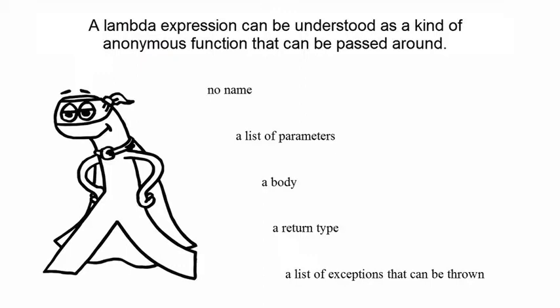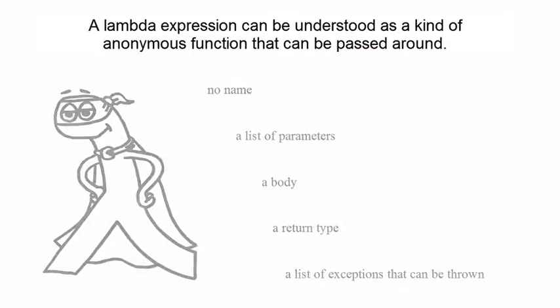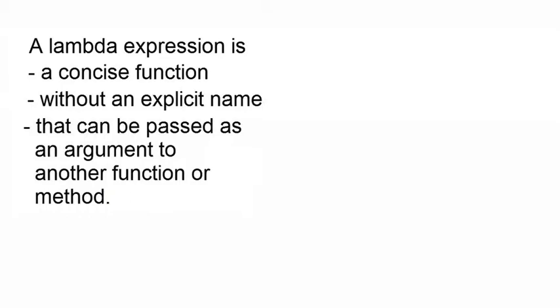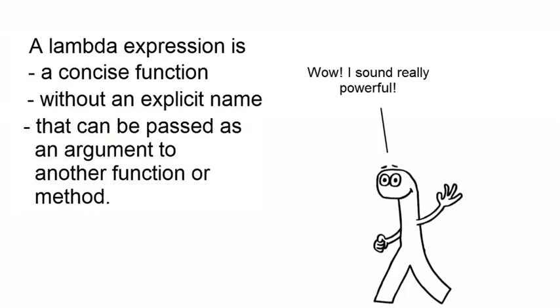Lambdas fix the verbosity problem because they let you pass code in a concise way. Thus, you can cope with changing requirements by using a behavior represented by a lambda as a parameter to a method. Let's take a closer look. We define a lambda expression as a concise function without an explicit name that can be passed as an argument to another function or method. That's one big definition. Let's break it down.